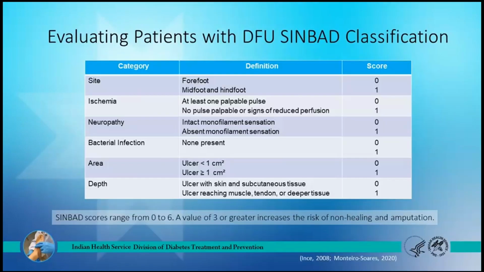The SINBAD classification, as you can see from this graph, is broken down into category, the definition of what you're looking for in the category, and the score of 0 to 1. It should be noted that SINBAD is 0 to 6 in total at the end, and a value of 3 or greater increases the risk of a non-healing ulceration or amputation. The S is for the site. We look for ischemia of the wound, neuropathy, bacterial infections, the area of the wound, and the depth of the wound.